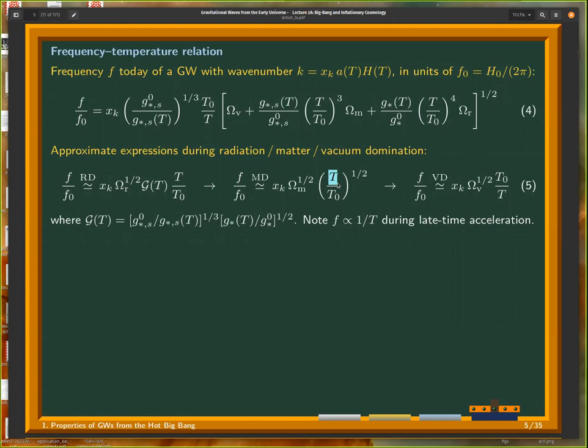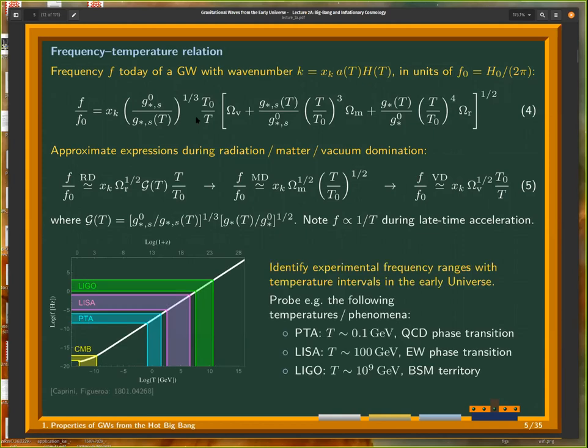And then at the latest times in the cosmological evolution, so very recently in the history of our universe, this term here will dominate. This is the onset of dark energy domination in our universe, and then the frequency will be inversely proportional to temperature. That may appear a bit odd, but it just means that during the very latest stages of the cosmological evolution, the expansion is accelerating again, and gravitational wave modes no longer enter the Hubble horizon and go deeper inside it. Rather, as the universe is accelerating again, they are leaving the Hubble horizon again. This is reflected in this relation: if the temperature decreases, the frequency again begins to grow.